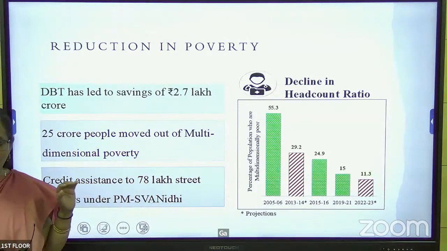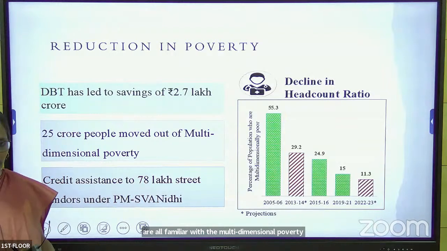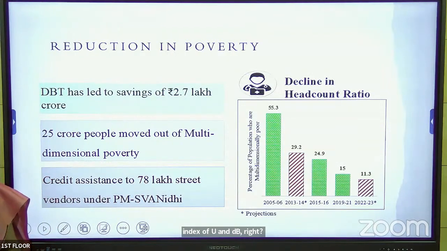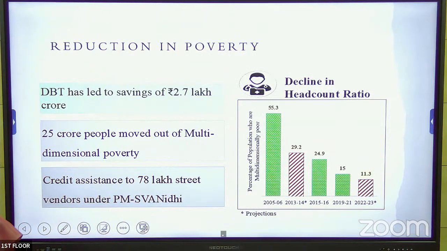We are all familiar with the multidimensional poverty index of UNDP, right? So can somebody say some of the variables inside the multidimensional poverty? Health, education, I don't want all that. Just tell me the multidimensional poverty definition. First define it, then you tell me the variables.